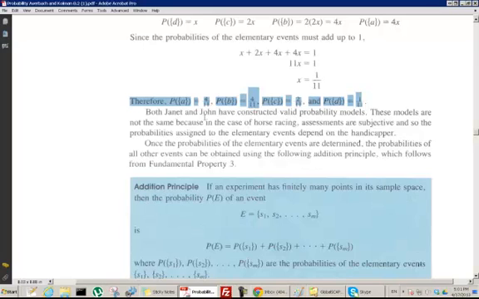Both Janet and John have constructed valid probability models. These models are not the same because in the case of horse racing, assessments are subjective, and so the probabilities assigned to the elementary events depend on the handicapper.